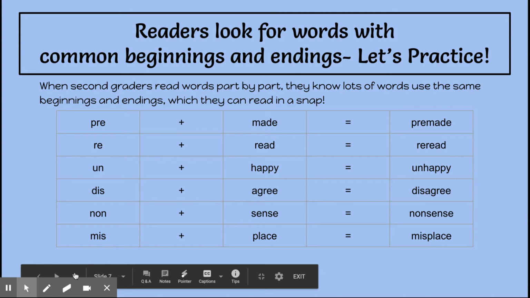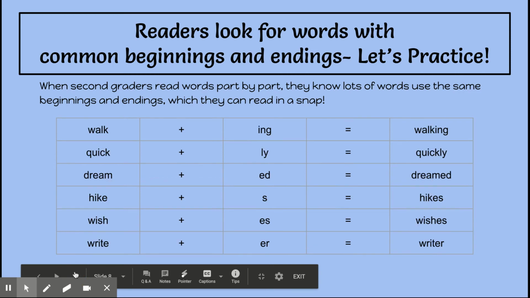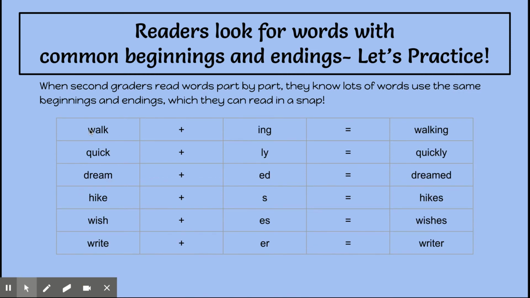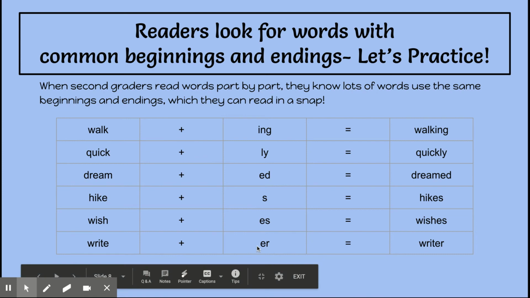Now we're going to try it with some of the endings. Endings to words are called suffixes. You'll learn that skill later this year. All of these are very common endings. We see these endings all the time, and you can read them in a snap. Ing, ly, ed, which can sound like ed, d, or t, depending on the word, s, es, and er. So let's take a look at these words.